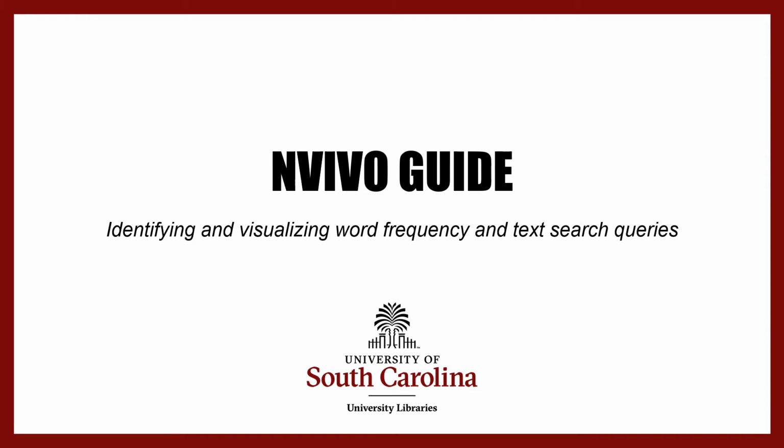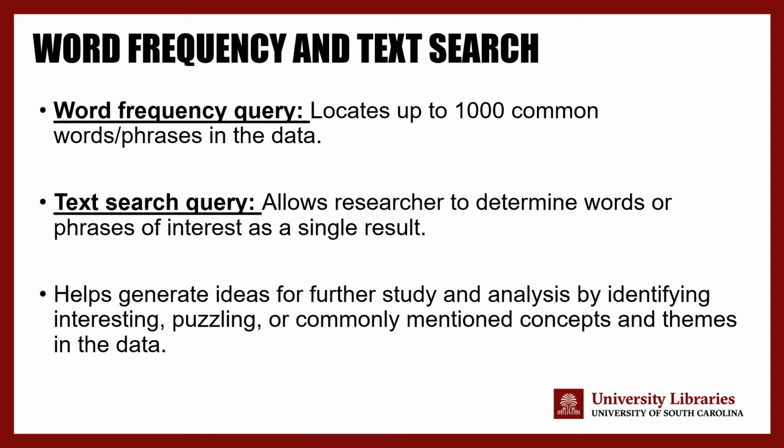Hello, this NVivo tutorial will show how to identify and visualize various types of data in NVivo using two specific types of queries or search engines called word frequency and text search queries. There are two specific features in NVivo that allow for the searching of various words, phrases, or text in the data. The first is called a word frequency query.